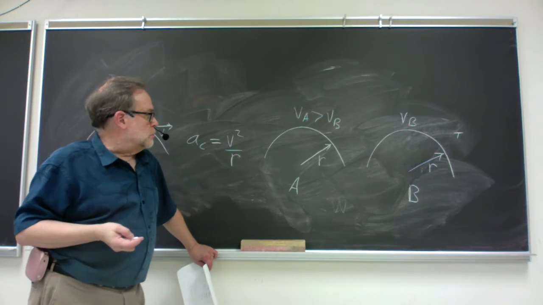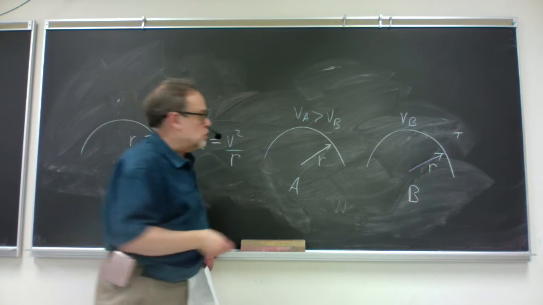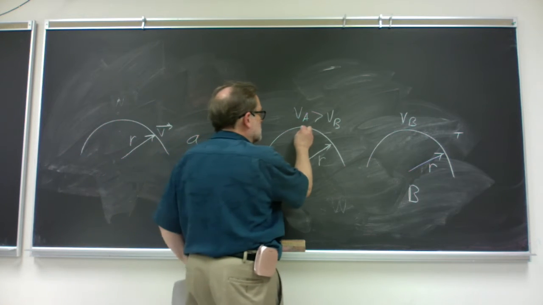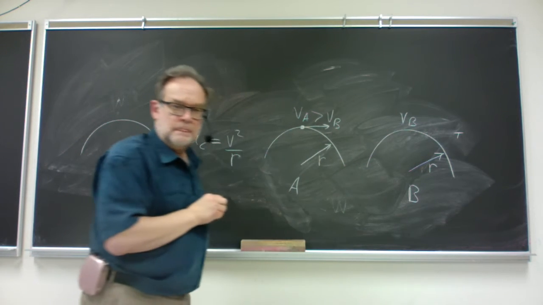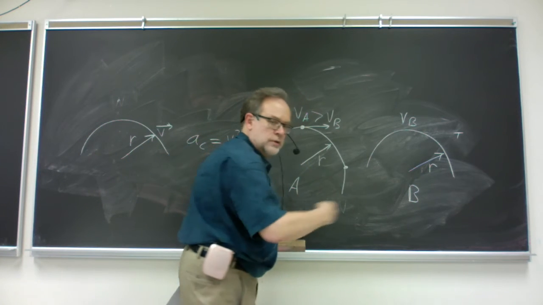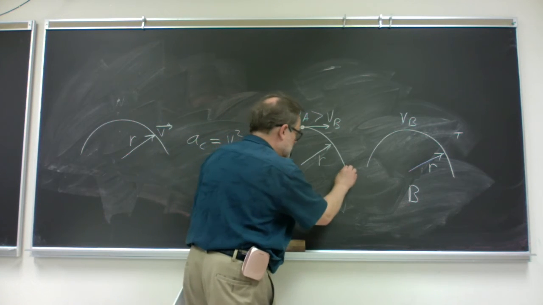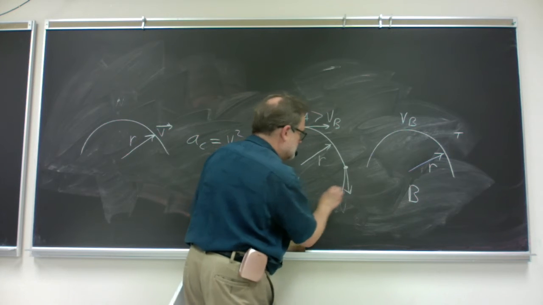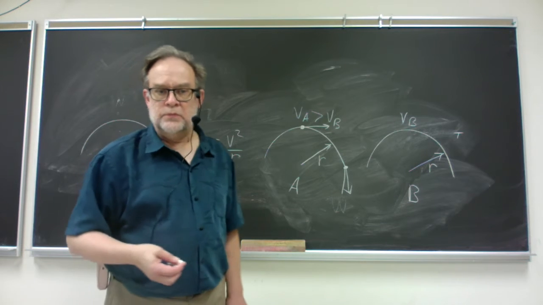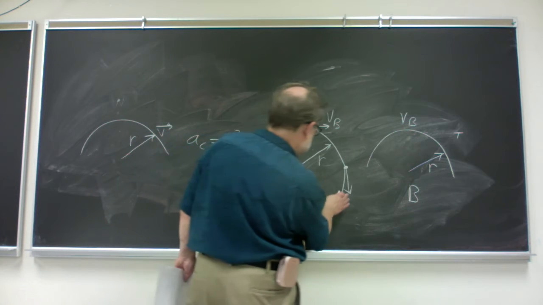Let's say that we watch A for a little while. We start watching it when it's right here, which means at that moment its velocity is pointing that way, and we watch until it gets here to the far right side of the circle. And of course at that moment the velocity is pointing that way. The direction of velocity, the direction of motion, is always along a line that's tangent to the circle.